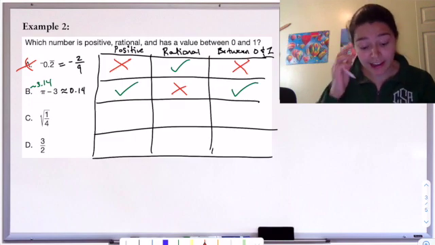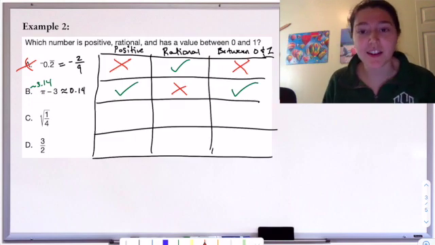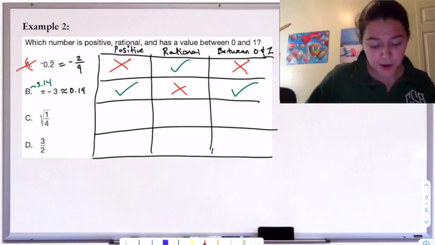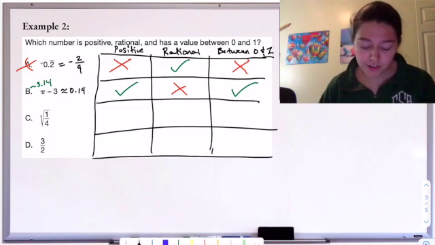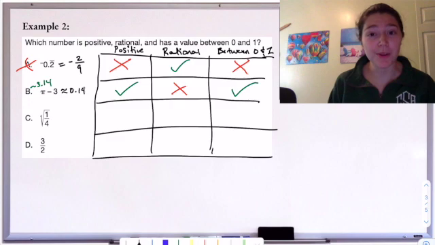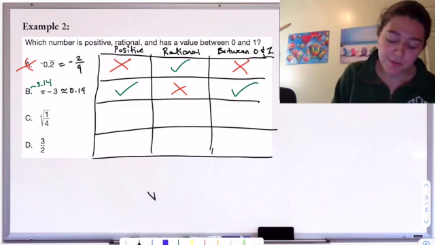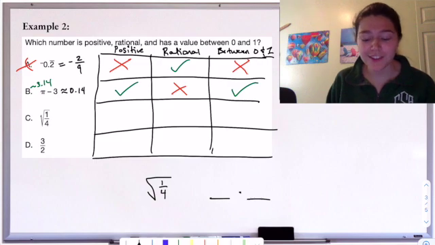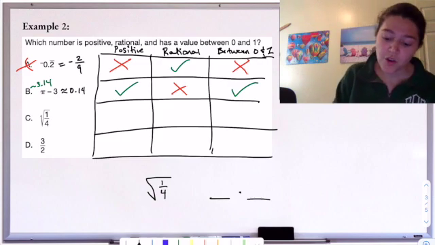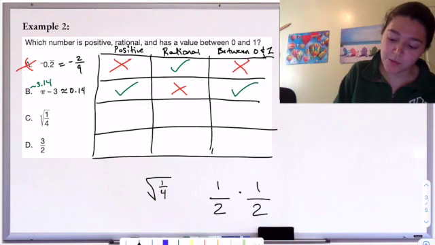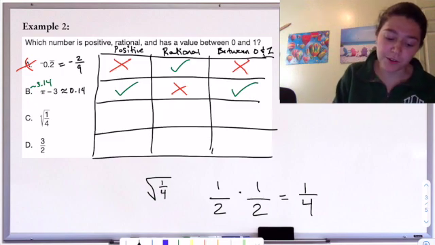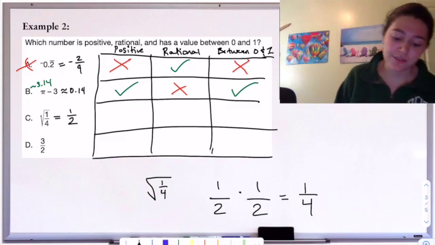All right, then C, I have the square root, so we might think, all right, that's a good sign that it's going to be irrational, but it's not necessarily. So let's take a look. The square root of 1/4. If we have to, we can pull out a calculator, but the square root of 1/4 is saying what number times itself equals 1/4. And there is actually a pretty simple answer to this. 1/2 times 1/2 is equal to 1/4. So the square root of 1/4 is just 1/2, or 0.5.